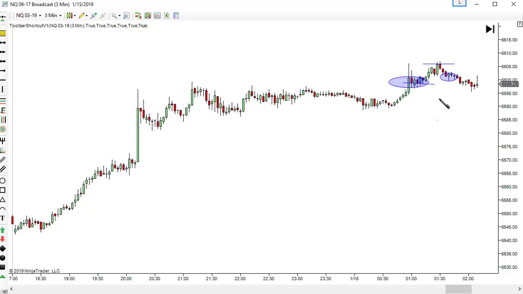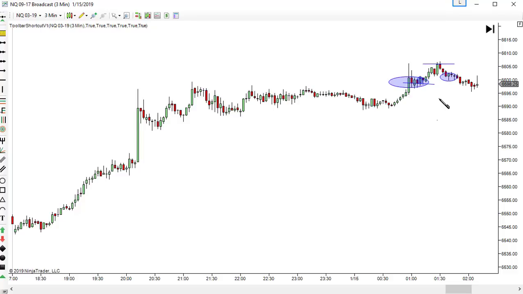Does that make sense on the S play and the RS play? Does anybody have any questions about the S play or the RS play with respect to what we're looking for in the setup, how we manage it after we get in, and what we're looking for as an ideal move for continuation? Does anybody have any questions on that besides the ones that were already asked? Let me know.